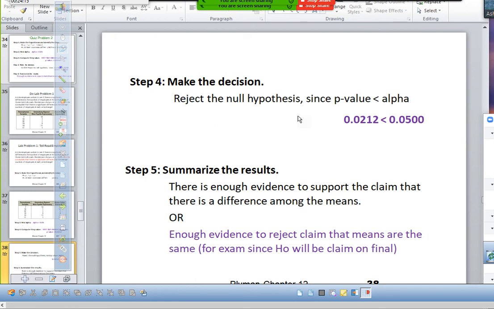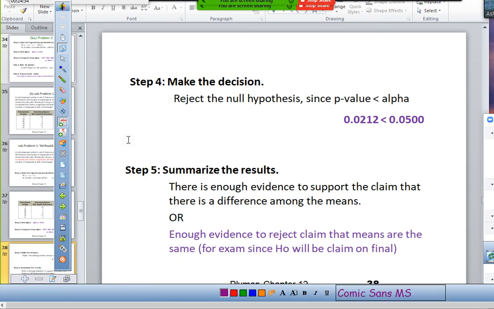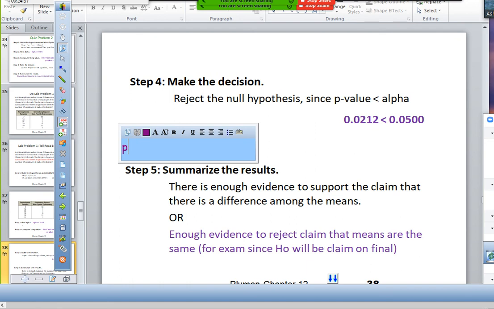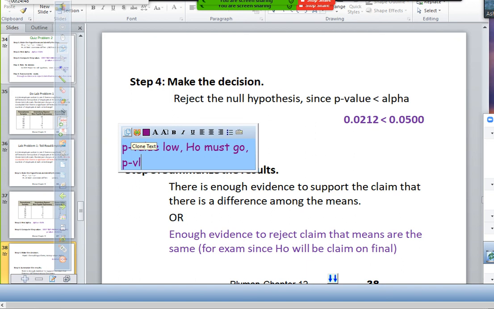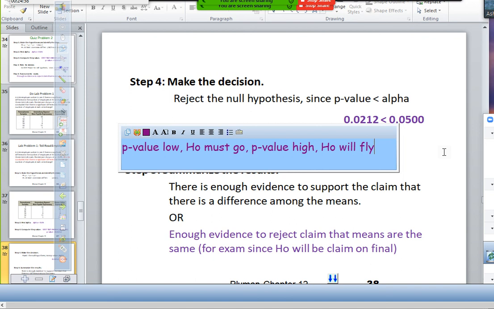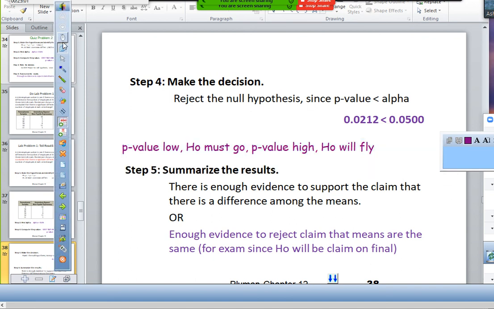Remember something like, what was that phrase my student said? It was: p-value low, H0 must go. P-value high, H0 will fly. In other words, it's a go. That was kind of a nifty thing that I don't know where she got it from, but it's cool.